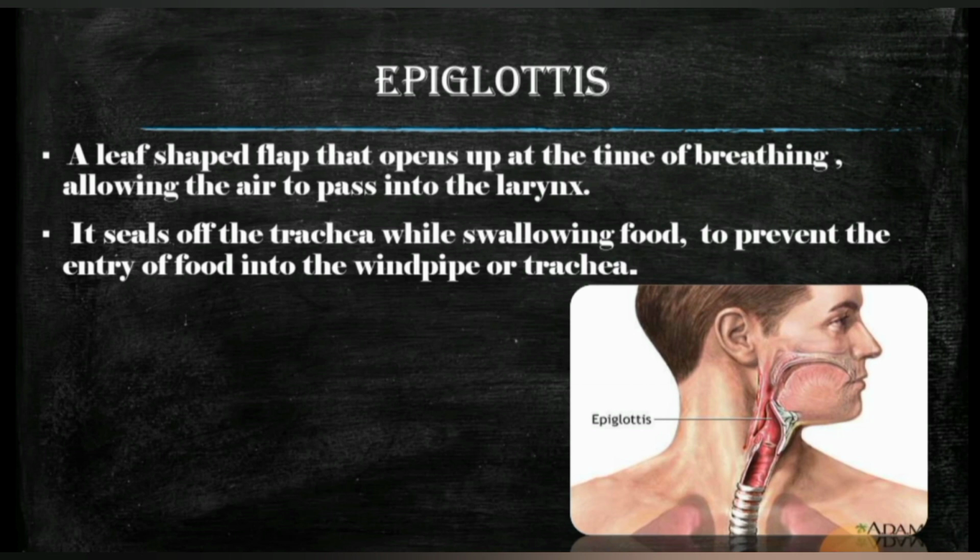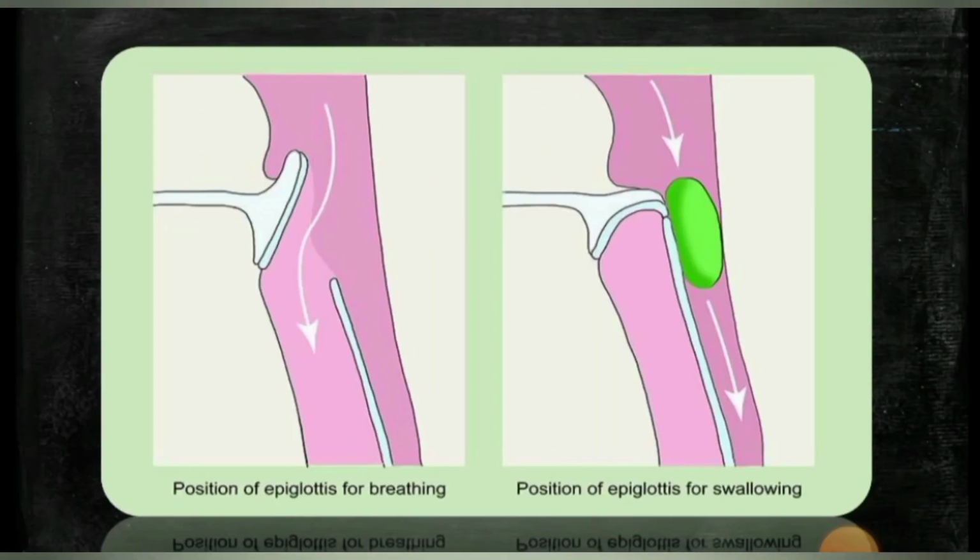Next is the epiglottis. It is a leaf-shaped flap that opens up at the time of breathing, allowing the air to pass into the larynx. It seals off the trachea while swallowing food to prevent the entry of food into the windpipe or trachea. Here in this picture, you can see that while breathing, the epiglottis remains open. While swallowing food, the epiglottis remains closed so as to prevent the entry of food particles into the windpipe or trachea.